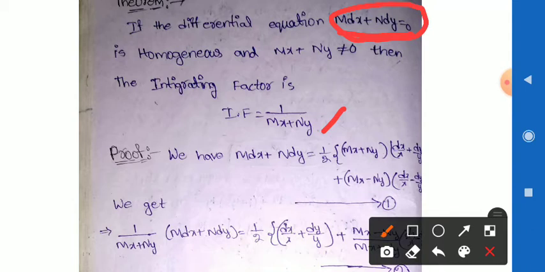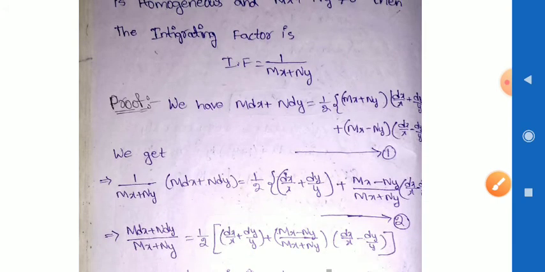Why am I taking 1/(Mx + Ny)? Because it is a homogeneous differential equation, and for any homogeneous differential equation we have the integrating factor 1/(Mx + Ny). We have to prove that for a homogeneous differential equation, the integrating factor is 1/(Mx + Ny). Now the proof is given.